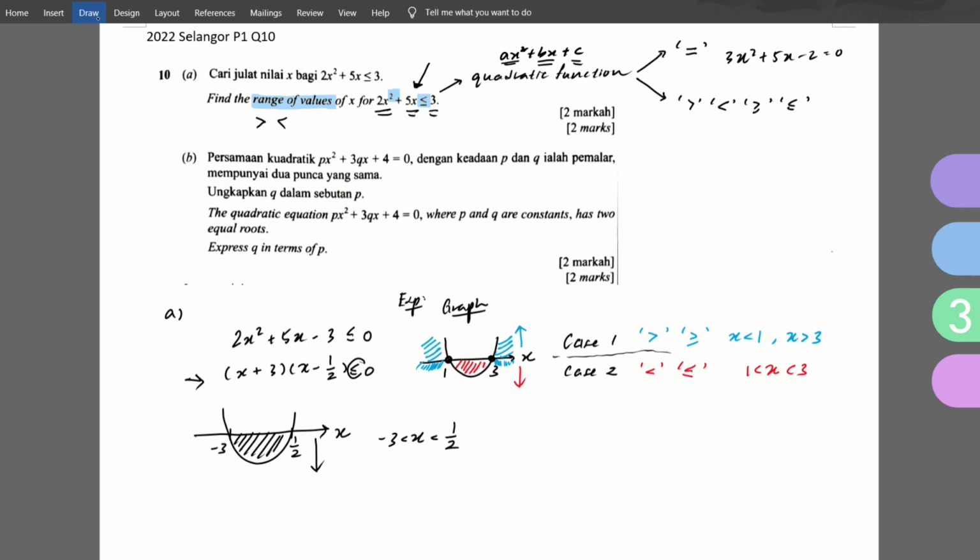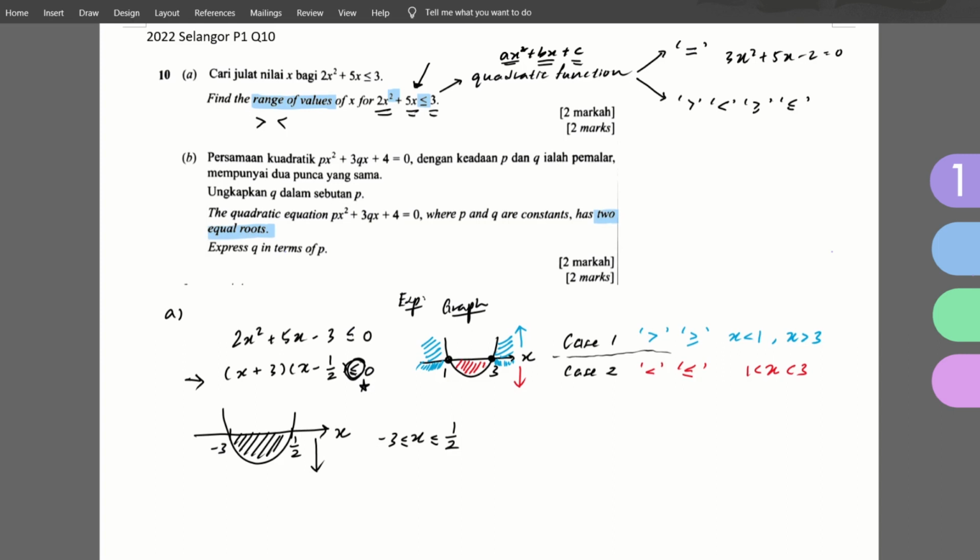There is a common mistake in students, which is they miss out the equal sign. Because originally our equation has the equal sign, our answer should also have the equal sign as well. Moving on to part B, we are given a quadratic equation and there is this hint, 2 equal roots.